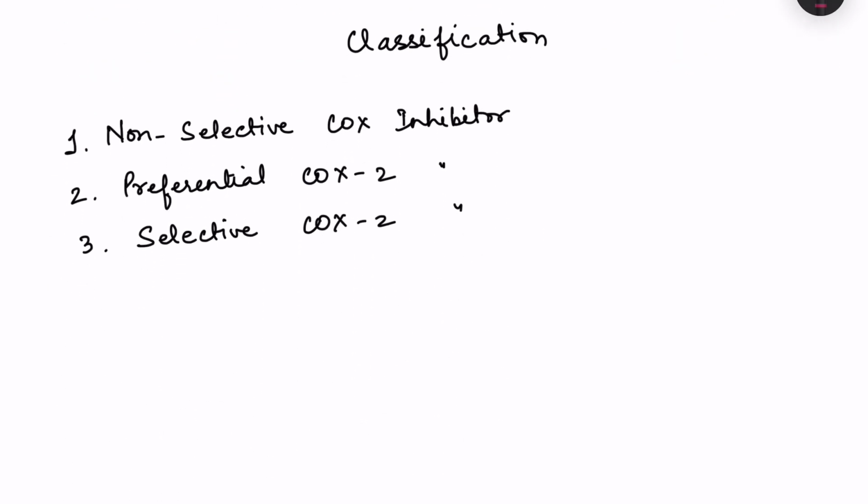So broadly, NSAIDs are classified as non-selective COX inhibitors, which inhibit both COX-1 and COX-2. Then preferential COX-2 inhibitors, which inhibit both COX-1 and COX-2 but inhibit COX-2 much more, and selective COX-2 inhibitors. Okay, so remember, pharmacological action is mainly due to inhibition of COX-2.